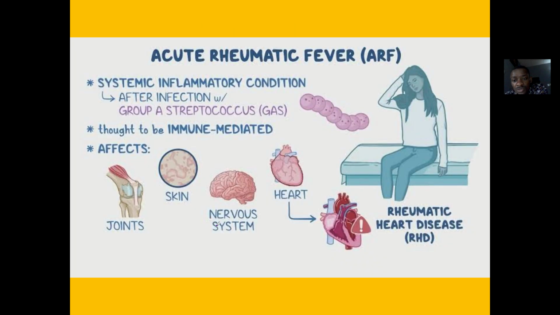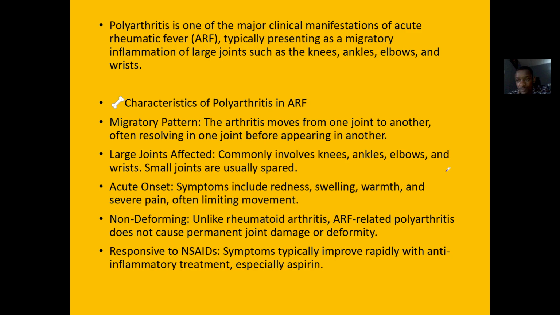So migratory polyarthritis is simply like this. Today the patient is having issues with one joint. Another day they are having issues with another joint. Another day they are having issues with the joints of the fingers. So that's why we say it's migratory. It's moving from one place to another. So it's actually one of the major criteria for picking up acute rheumatic fever.